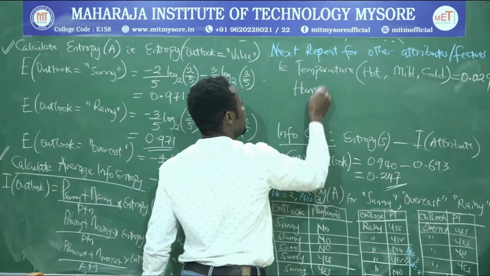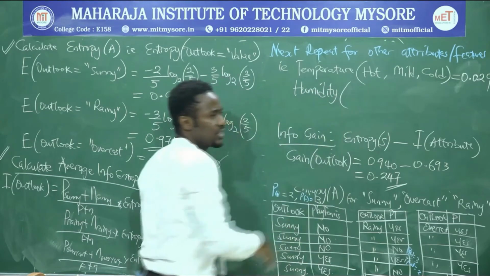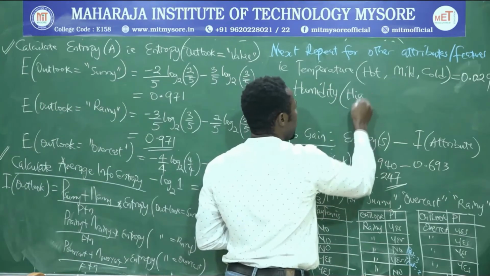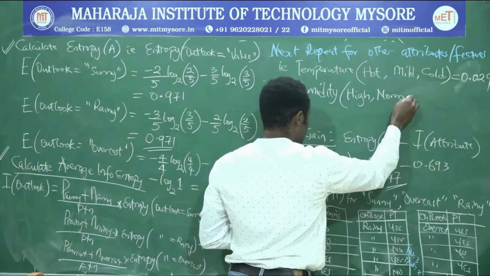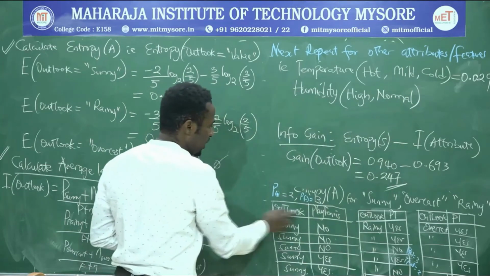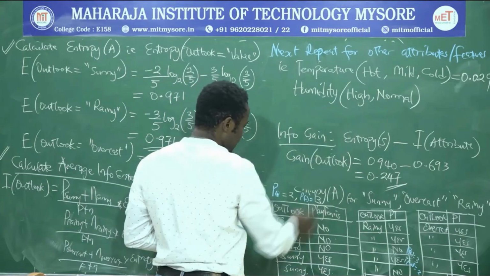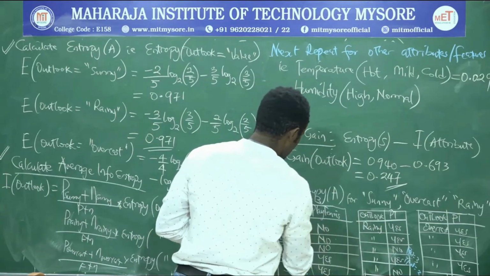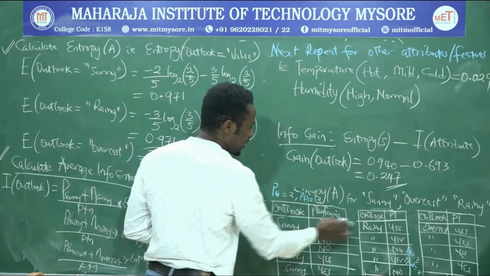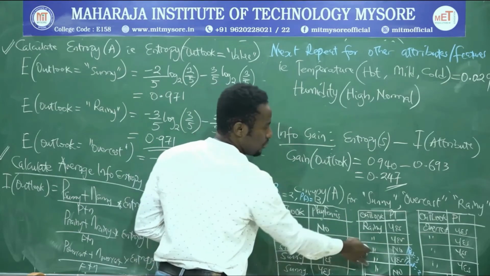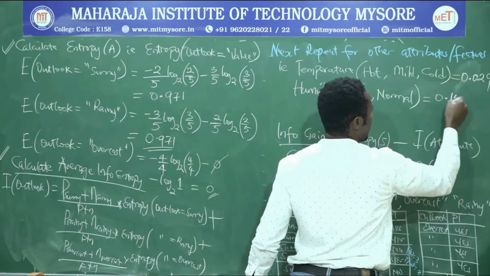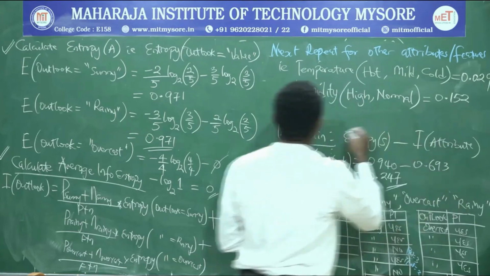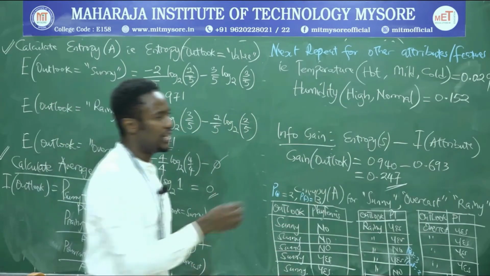So you repeat for humidity. Make some subsets of that also. And for humidity, you have high and normal. So for high, you make again. And for normal also, you make another table. Okay? So same thing. Humidity, play tennis. For humidity, high. Then again, humidity, normal. Humidity, play tennis. This will be for high. That will be for normal. Okay? Fine. 0.152. So this is the gain for that. And lastly, you have to compute for windy.